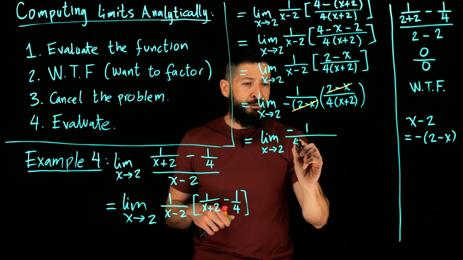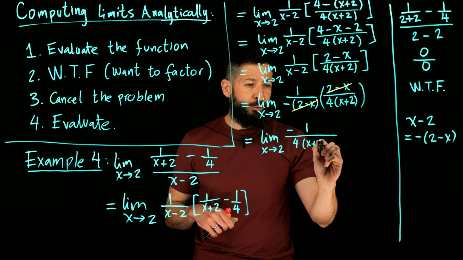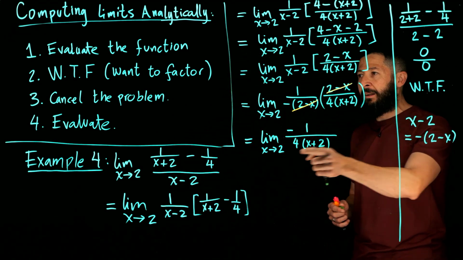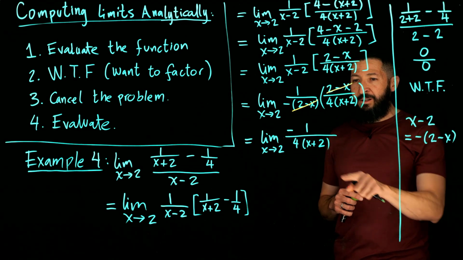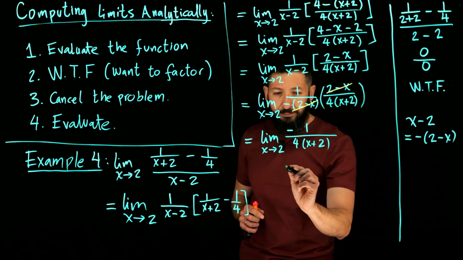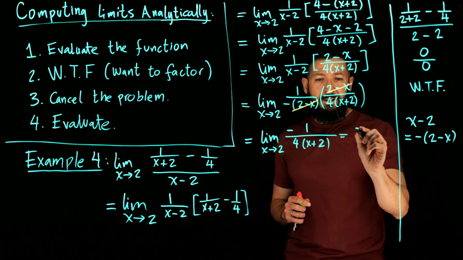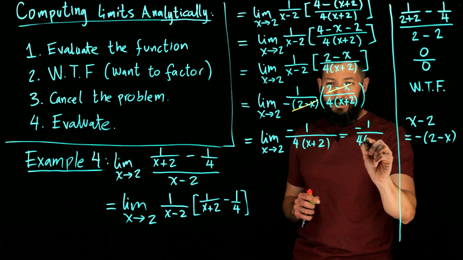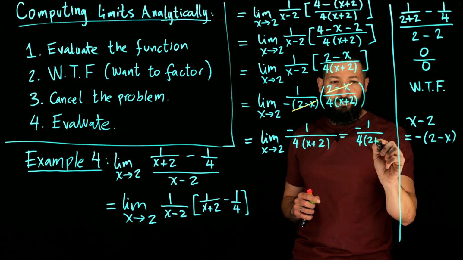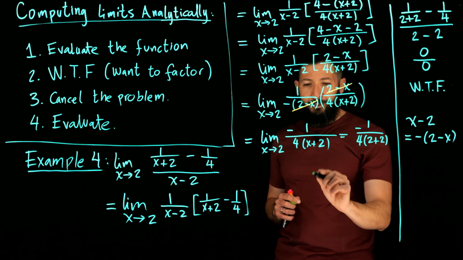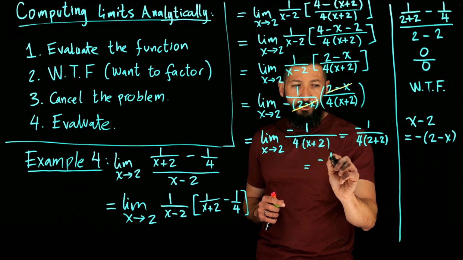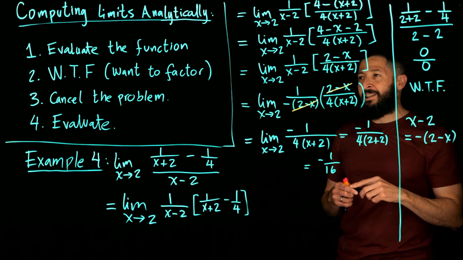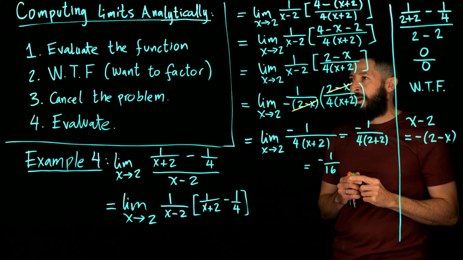Denominator, I have 4 times x plus 2. And at this point, you see there's no 0 over 0 when you evaluate for your second time. You just plug it in. Let's put it here. Negative 1 over, and then 4 times 2 plus 2, which is going to be 4. So I get negative 1/16. So negative 1/16 is the answer for this problem.